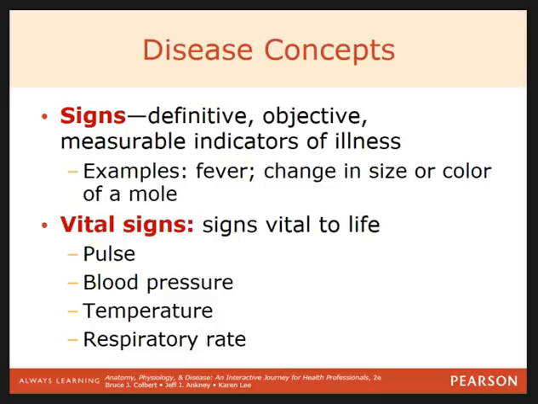Now, vital signs are those things that can be measured that are important to sustained life. So pulse, blood pressure, temperature, and respiratory rates are all considered to be vital signs. So we want to make sure they're breathing, that they're not hypothermic, that they've got the proper blood pressure, not hypotensive or hypertensive, and that their heart is beating, they have a pulse rate.